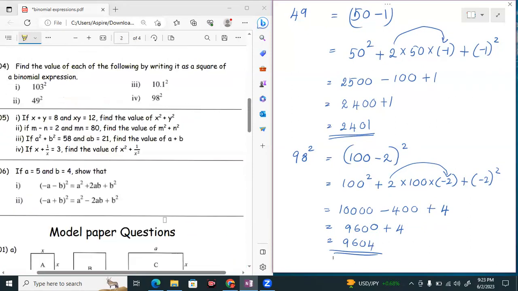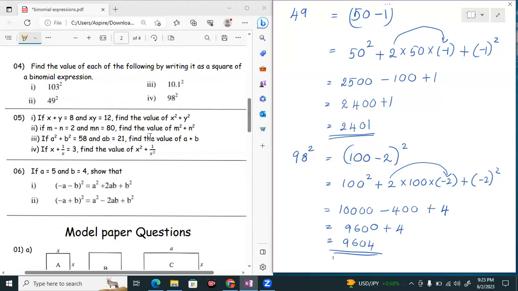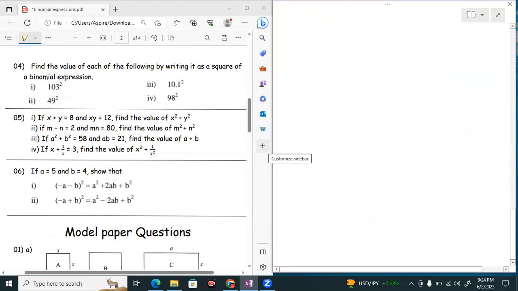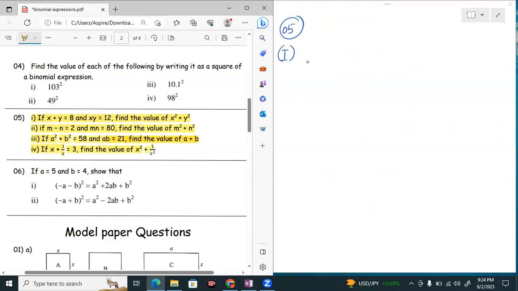Okay, shall we look at the fifth question also? It is also a particular kind of question that can be given for the first paper within part A. That means short type questions. There are four of them. If x plus y is equal to 8 and xy equals 12, find the value of x squared plus y squared.